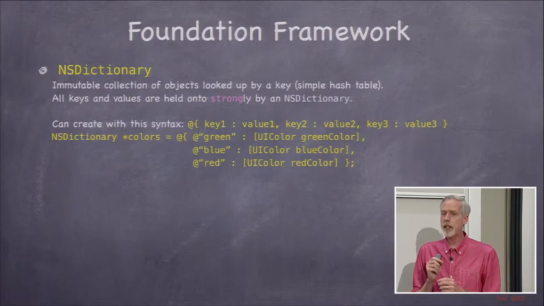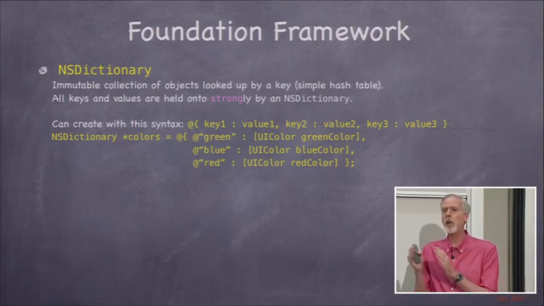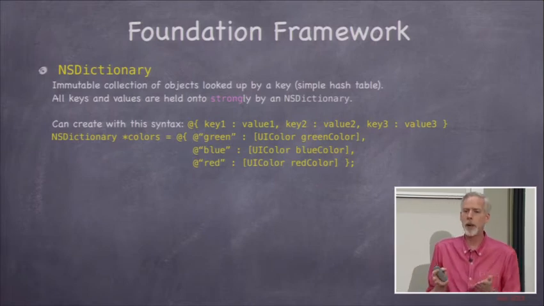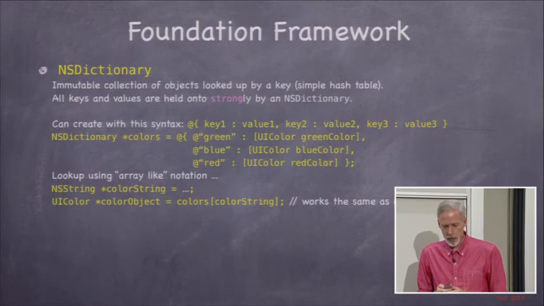You usually create immutable NSDictionaries using another @ syntax, @ curly brace: key colon value, comma, key colon value, comma, key colon value, end curly brace. This is kind of like the @ square brackets for arrays, or the @ parentheses for NSNumbers. This is NSDictionary's version of that.